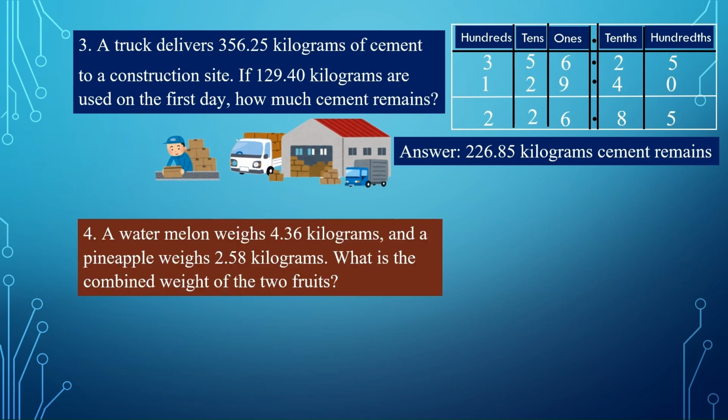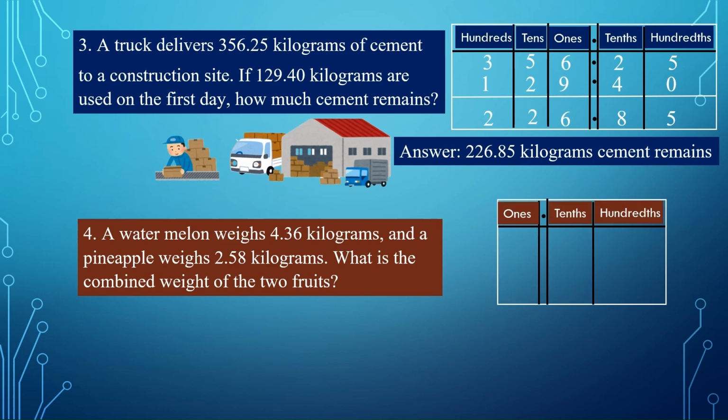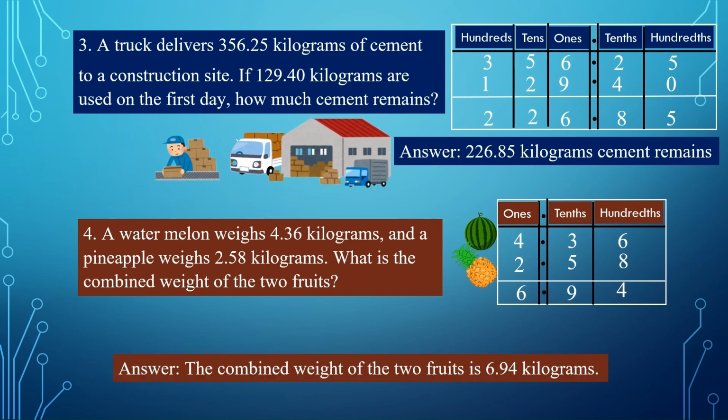Now the last question. A watermelon weighs 4.36 kilograms and a pineapple weighs 2.58 kilograms. What is the combined weight of the two fruits? That means you have to find out the total. As before, you write the weight of the watermelon, then the weight of the pineapple, and then you add both. So the answer is the combined weight of the two fruits is 6.94 kilograms.